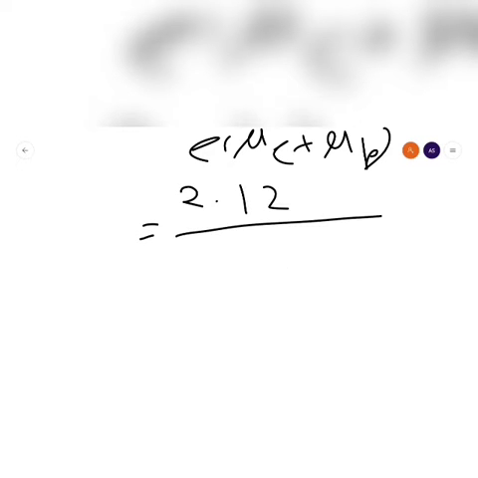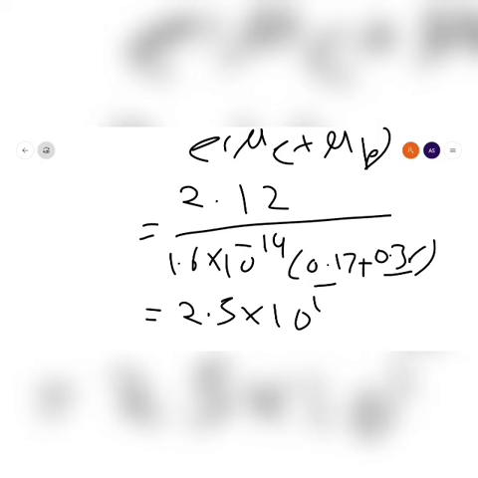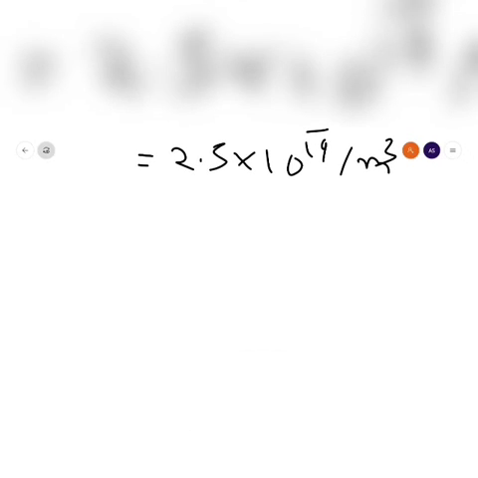You know the value of sigma i, mu p and mu e. It is given by 2.12 divided by e, where e is 1.6 × 10^-19 coulomb, times mu e plus mu p, that is 0.17 plus 0.36. You will get the answer n_i = 2.5 × 10^19 per meter cube.